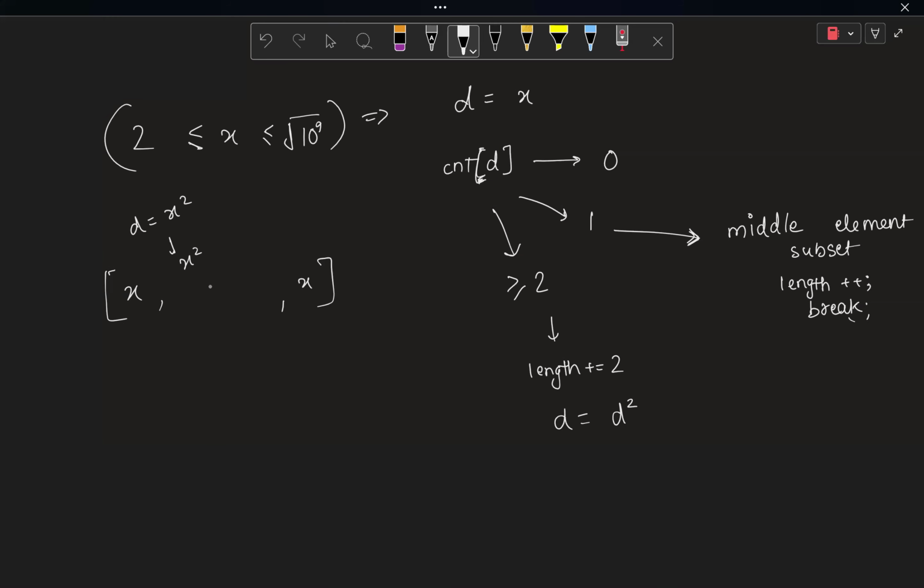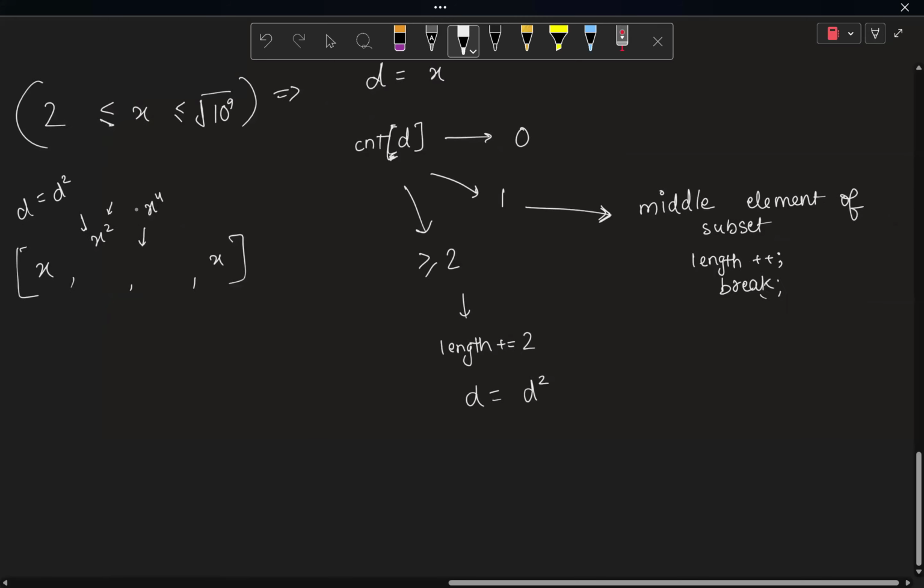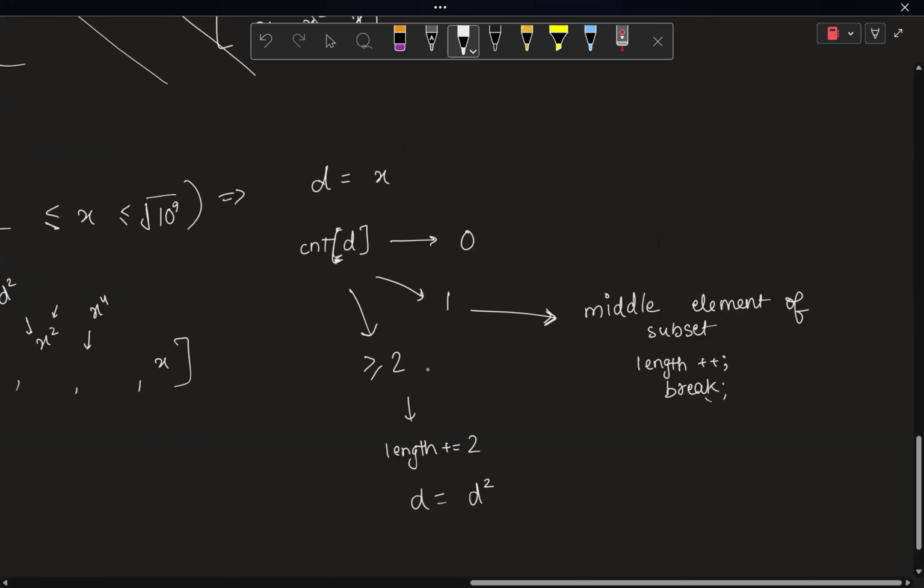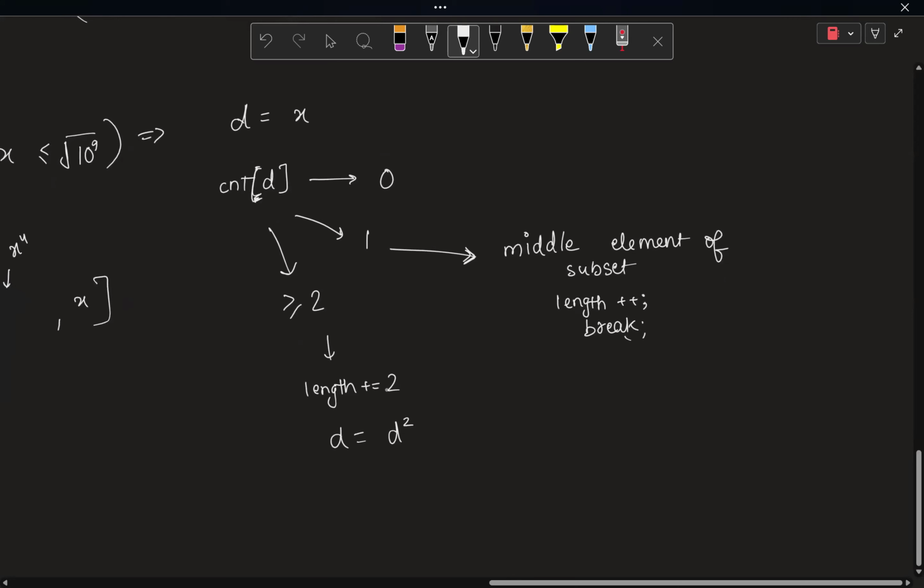Later on, if you place this element as well, after that you would be willing to place x raised to the power 4. So you can just keep saying that d is equal to d square again and again, for every next iteration where you would have to place an element. This should be clear: what you will do here is just increase the length of the subset by 2 and set d equal to d square for the next element, and you will again go into the next iteration of the loop.